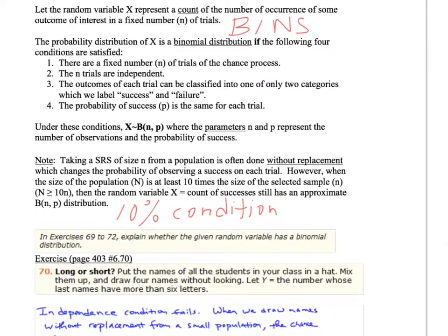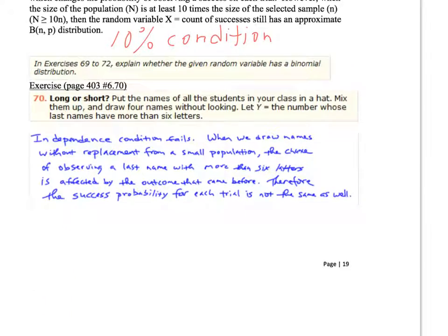So now if we look at an example on the bottom of the page, our job is to decide whether the random variable is binomial or not. So in this exercise, we are going to put names of students in your class in a hat. We're going to mix them up and draw four names without looking, and let the variable Y be the number whose last names have more than 6 letters. Well, again, our job in deciding whether or not something's binomial is to think about BINS.